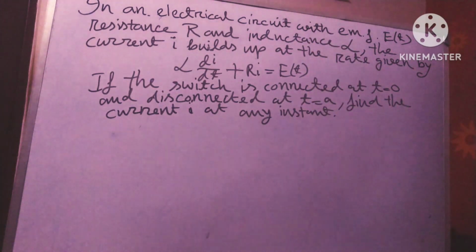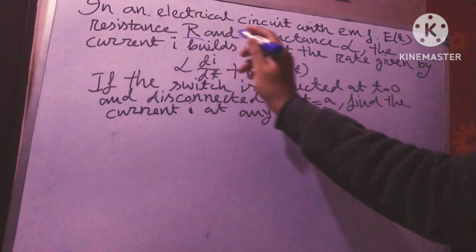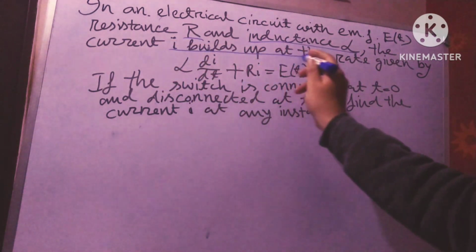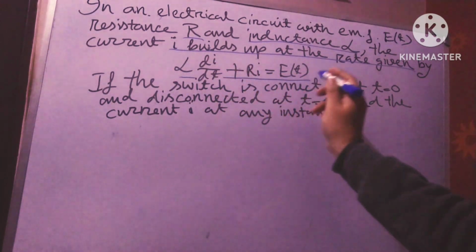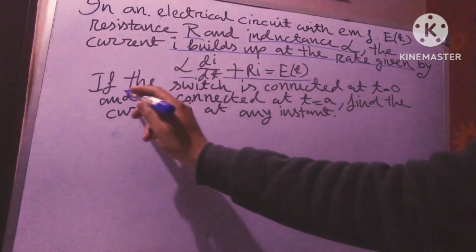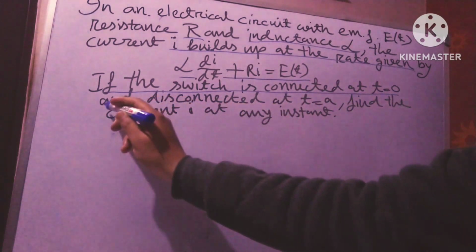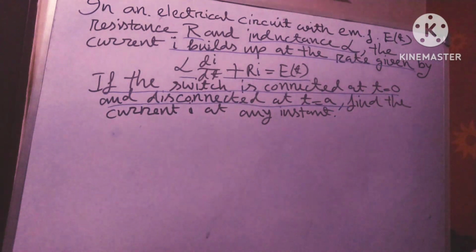In an electrical circuit with EMF E(t), resistance R and inductance L, the current I builds up at the rate given by L di/dt + R I = E(t). If the switch is connected at t = 0 and disconnected at t = a, find the current at any instant.